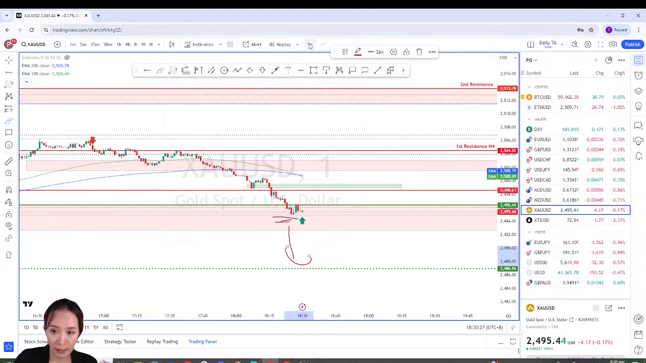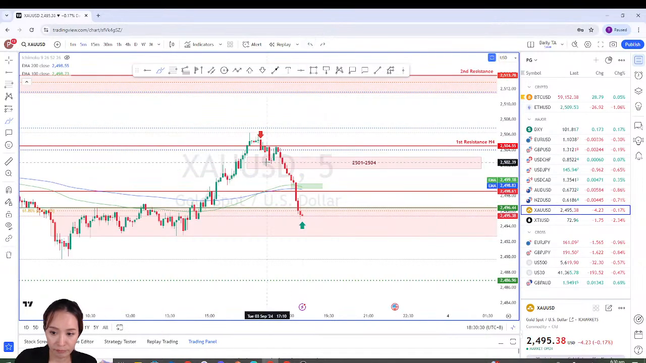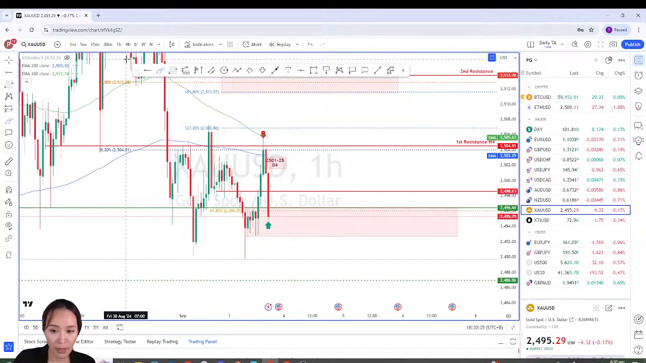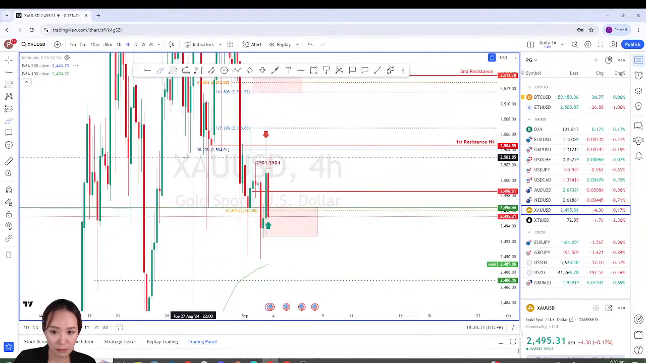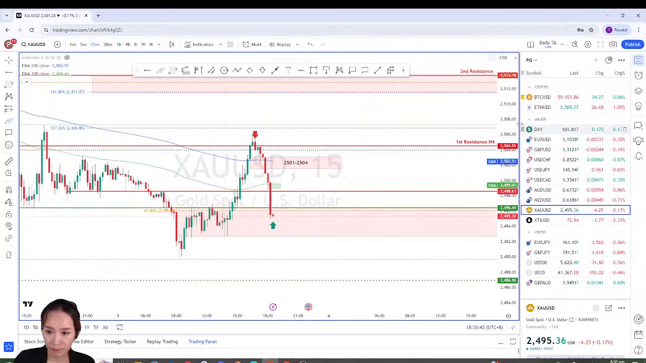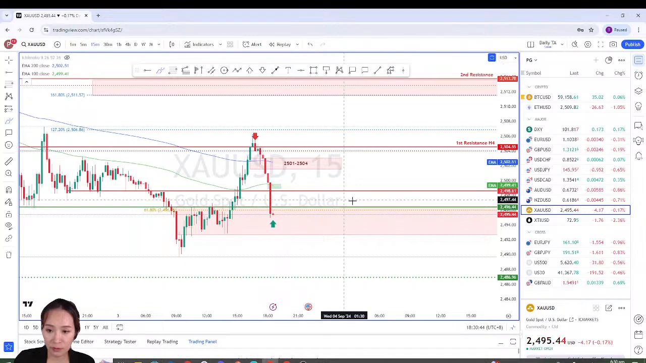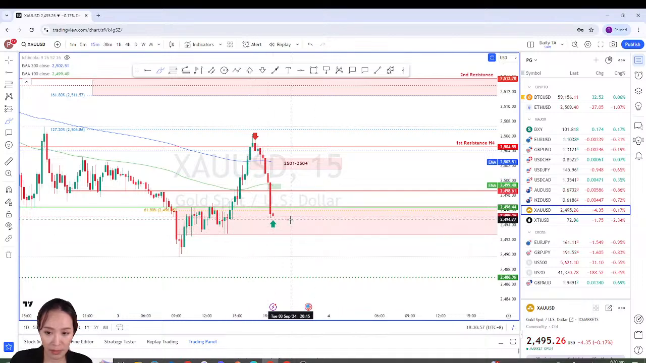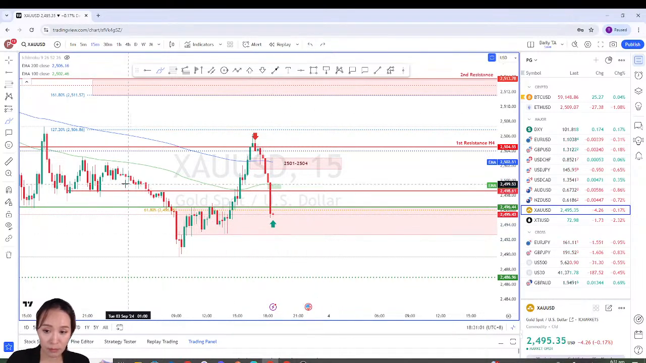Let's see, H1 has a close. Oh, bearish. Okay, now you just wait for price to pull back, at least to 2,500 or 24.99, somewhere around there, and then you short. Now it's at my buy entry right here. It might break below, so you need to know where you put your stop loss.